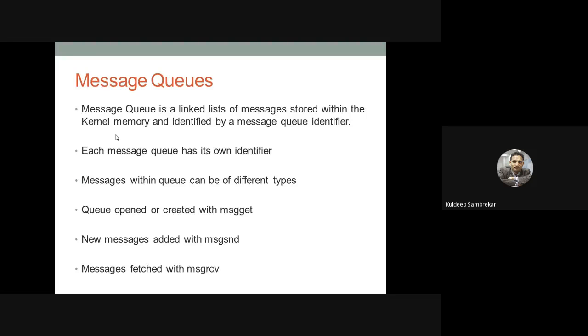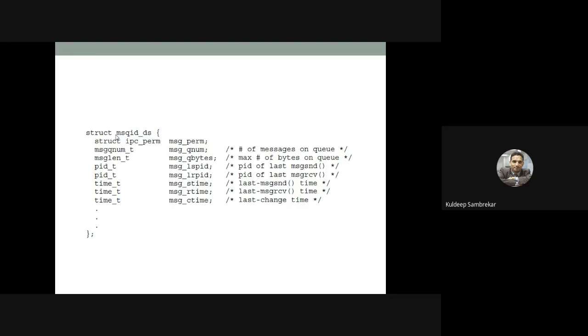Okay. So what exactly does a message queue indicate? Whenever you're talking about a message queue, it has a data structure, MSQID_DS, which has a few members, listed here. The first one, msg_qnum_t, is the number of messages in the queue. How many messages are there, whether one message, two messages, and so on. Message length indicates the maximum number of bytes on the queue. So what is the maximum number of bytes that can be transferred over the queue?